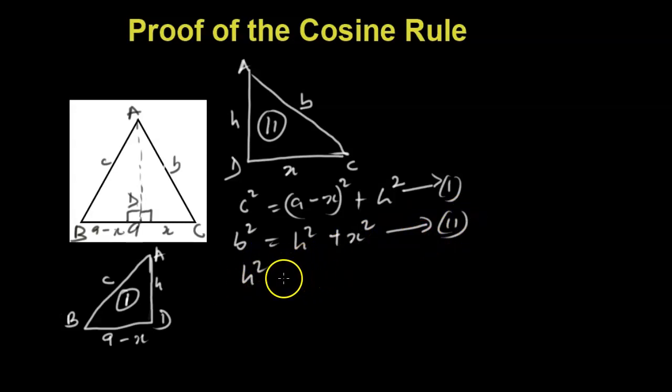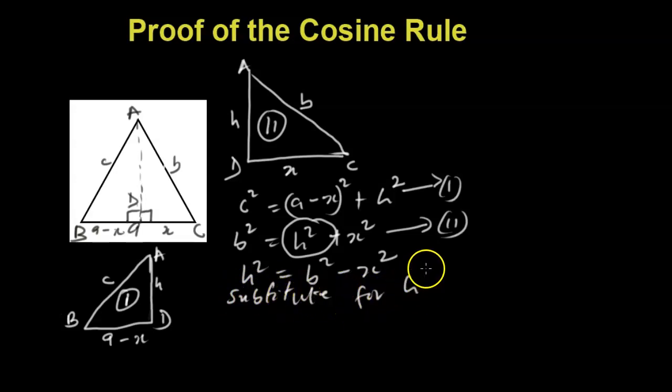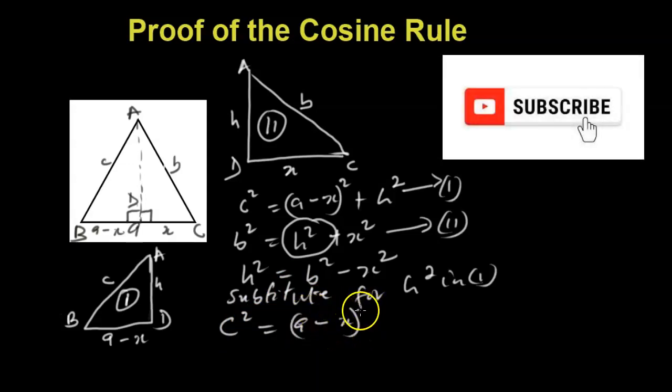Now, if b squared is equal to h squared plus x squared, obviously h squared is equal to b squared minus x squared. We're making h squared the subject of our formula. Now I want to substitute for h squared in equation 1. So that c squared will be equal to (a minus x) all squared plus b squared minus x squared. We have substituted b squared minus x squared in place of h squared.